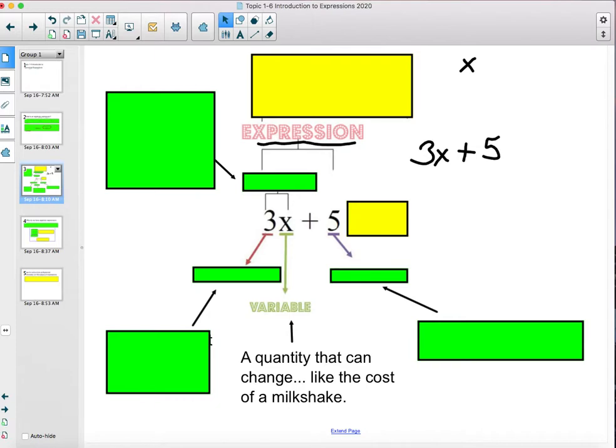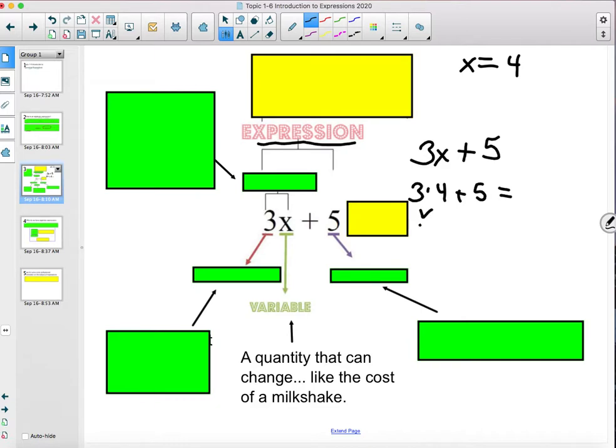You might go to McDonald's and pay one price for a milkshake, go to Wendy's, pay another price for the milkshake, go to Dairy Supreme and pay another price. So that's why we could use x, or a variable, for the price of a milkshake. Now, in this case, x is undefined, and we could define it and say the value of x is actually 4. Well, in this case, then, we can evaluate the expression and say, okay, well, 3 times 4 plus 5. 3 times 4 is 12, using the order of operations, plus 5 would give us 17.